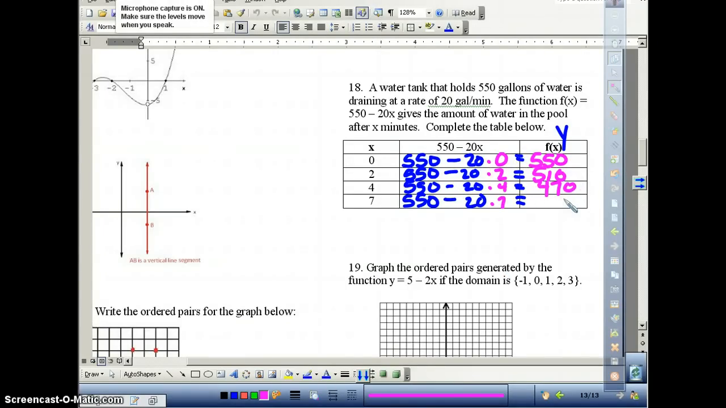And then the next one. 550 subtract 7 times 20 gives you, 390, 490, 450. I got 410.